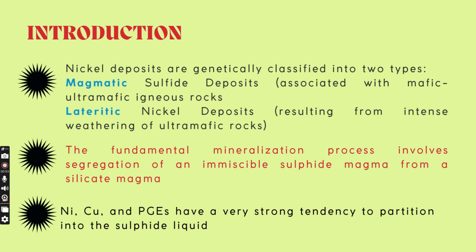Before proceeding into detail, let us have some introductory idea, because nickel is mostly found in two types of occurrence. Mode of occurrence wise, it is of two types: magmatic and lateritic. The most important is magmatic. Lateritic is a different phenomenon that I will discuss. In magmatic, the metal gets deposited directly from magma, because nickel is a compatible element.